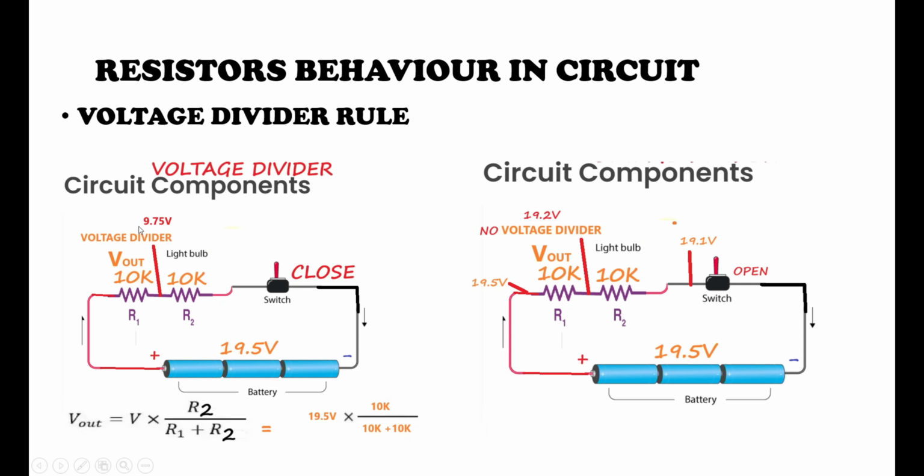See, Vout means the voltage divider output. How will we calculate it? V means the total voltage, 19.5 volts. See, 19.5 volts, and R2, this one is 10K, divided by R1 plus R2. We have to add these two and divide R2 by that sum. Then multiply by the source voltage. Then we will get 19.75.